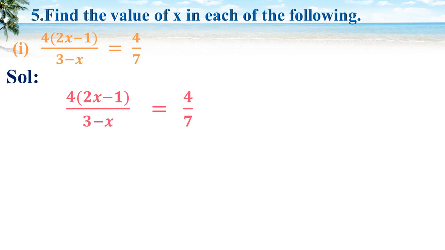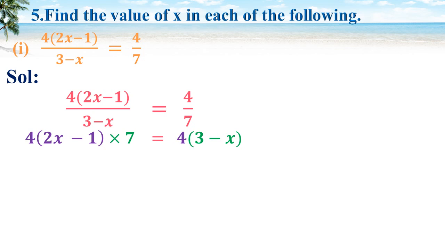Fifth one, find the value of x in each of the following. 4 of 2x minus 1 divided by 3 minus x is equal to 4 by 7. Now take the equation. 4 of 2x minus 1 divided by 3 minus x is equal to 4 by 7.